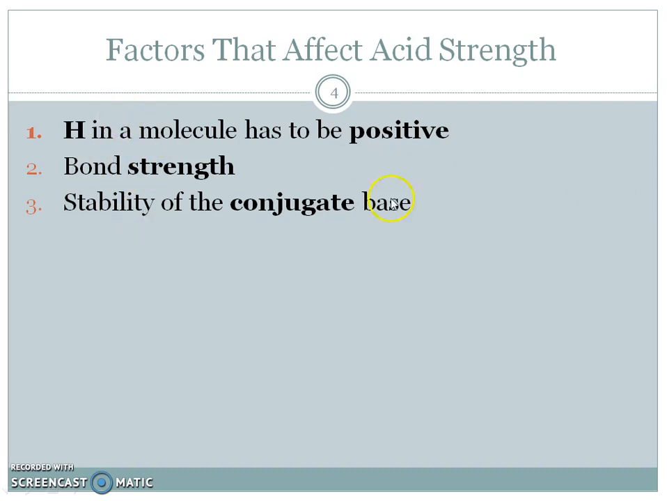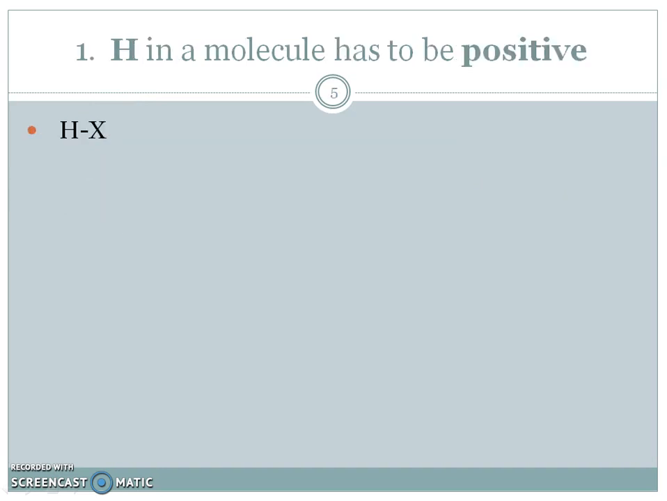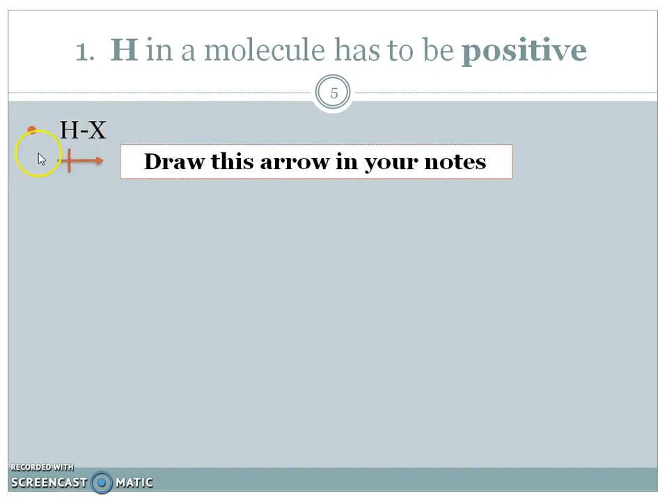I believe I have 3 sections, so we're going to talk about each of these in a little bit more detail. So the first one, H in a molecule has to be positive. Well, if it's an acid, it definitely does. So a lot of times, and you should draw this in your notes, they'll signify that positive to that negative end, right? Signifying that your positive H goes to the negative X, whatever that X may be.